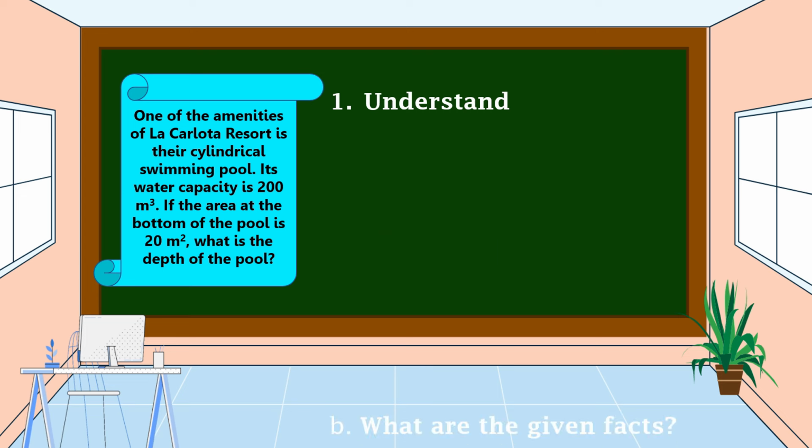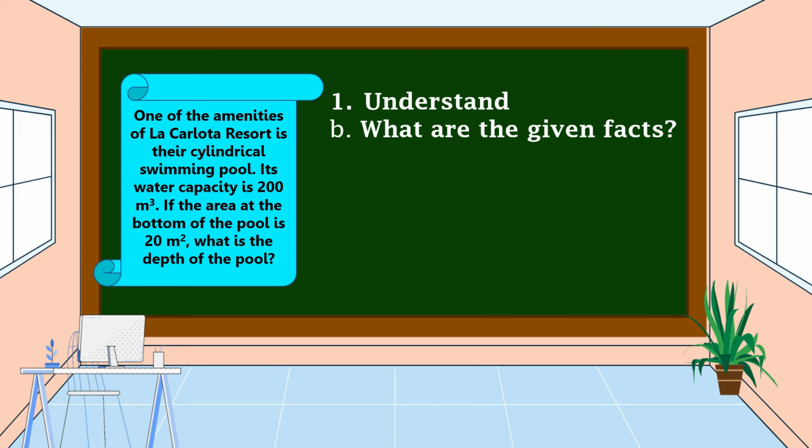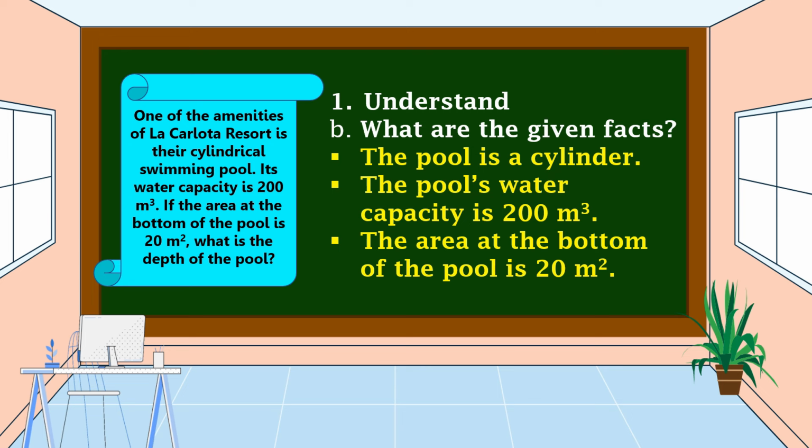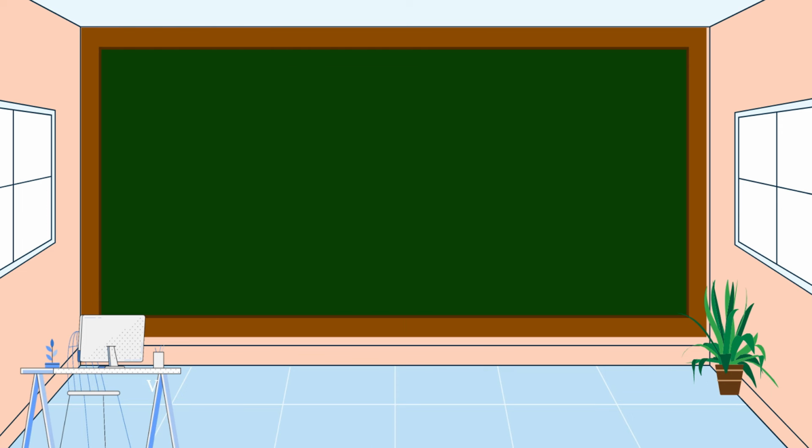We should also know what are the given facts. So, the given facts are the pool is a cylinder, the pool's water capacity is 200 cubic meters, and lastly, the area at the bottom of the pool is 20 square meters. Yes, we already understand the problem. What is the next step? Alright, the next step is we're going to make a plan.